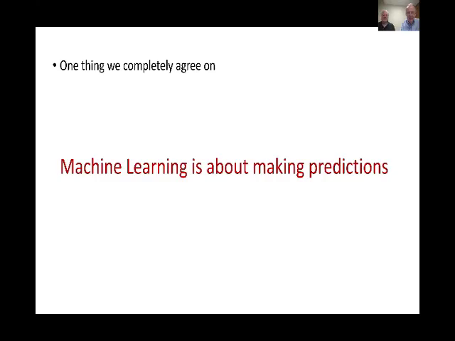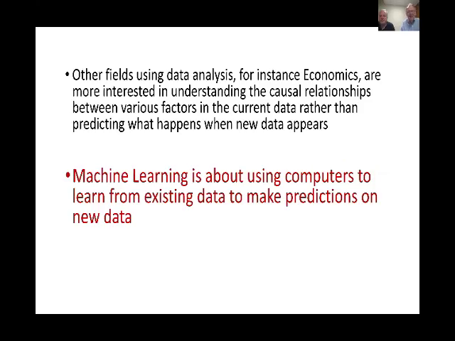So what we agree on, maybe the only thing we agree on, is that machine learning is prediction. It's about making predictions. It's not about a lot of other things that people have been doing in data science through the years. Machine learning is about how to predict things. It's about making a machine learn enough that it can make some reasonable decision about what's going to happen with different data.